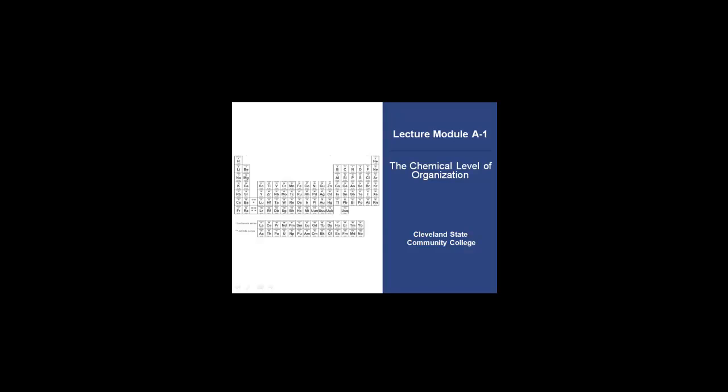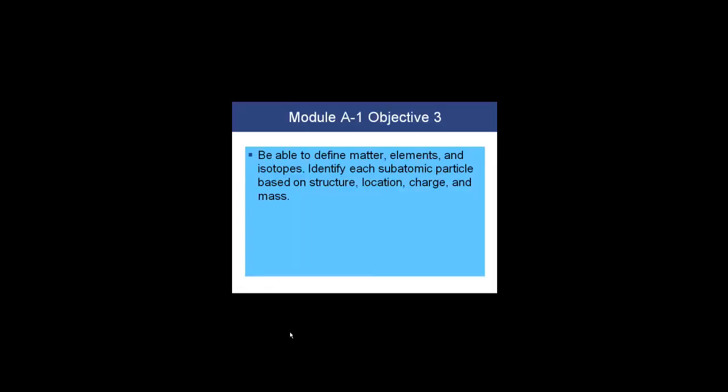Module A1, the chemical level of organization. Objective 3 states that a student should be able to define matter, elements, and isotopes, and identify each subatomic particle based on structure, location, charge, and mass.